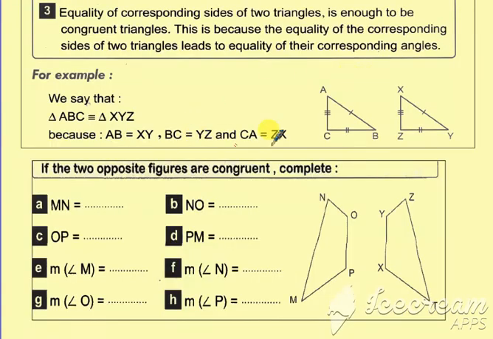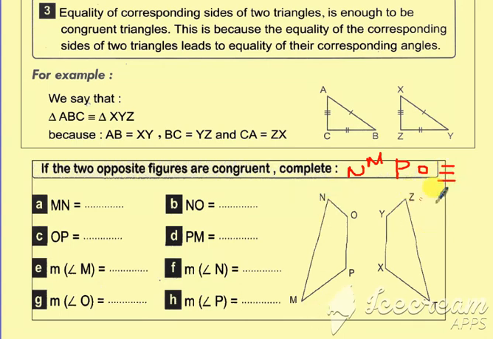Okay, let's solve. Here I have two polygons. I want to solve this. MN equals what? TZ. Look here, I want to write in order. N, M, B, O congruent to... I started from N, M.